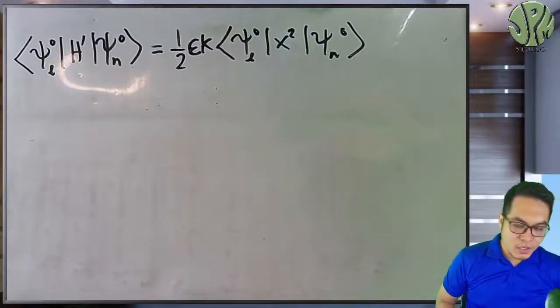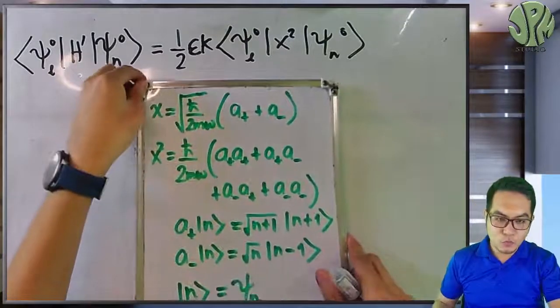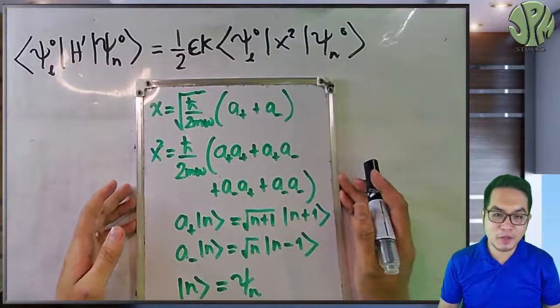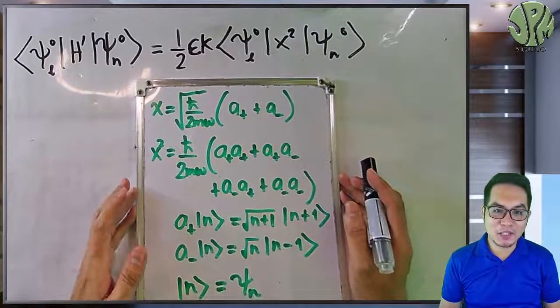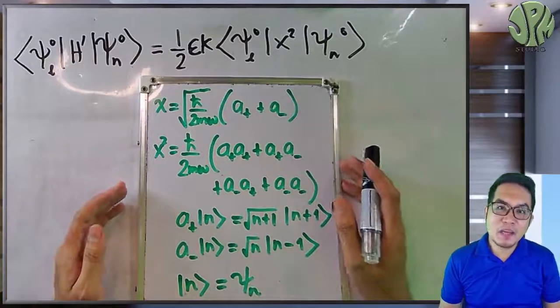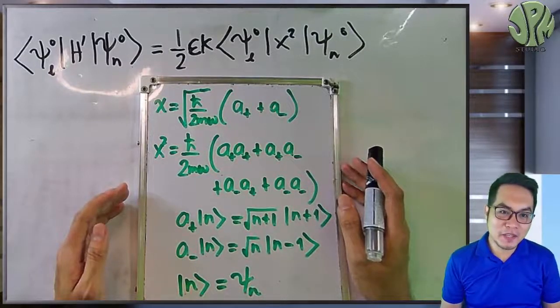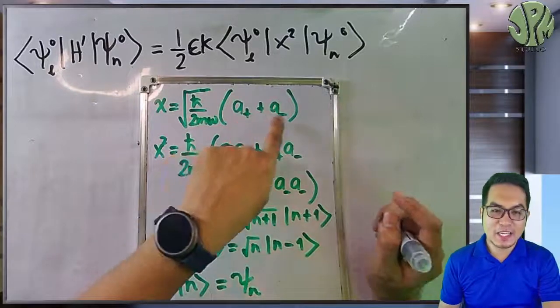Now, when we discussed the harmonic oscillator, it's easier to deal with the harmonic oscillator system if you use the concept of ladder operators, so A plus and A minus.